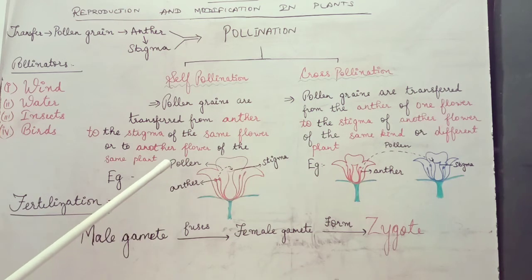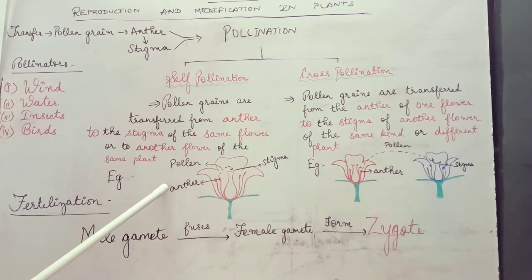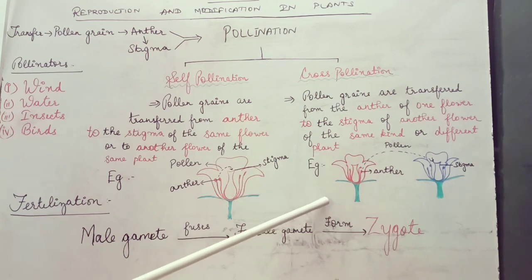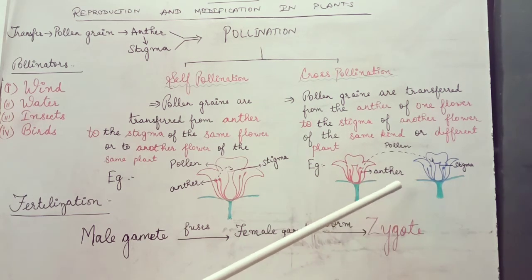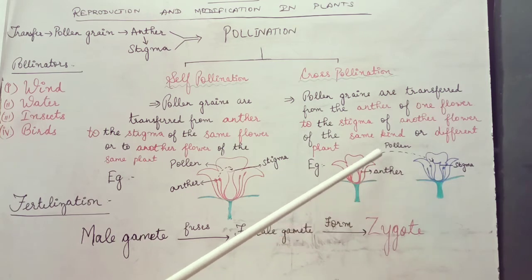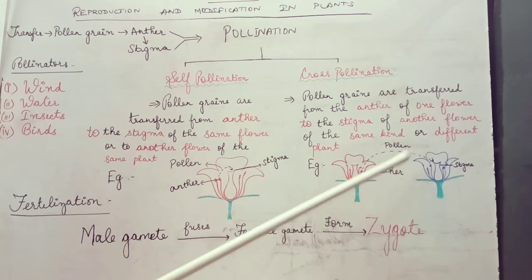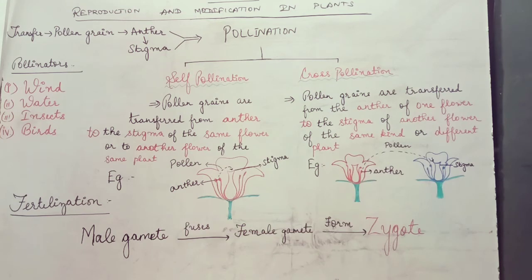In self-pollination, it does not produce changes in the characteristics of a new plant. In cross-pollination, there are variations in the characteristics of a new plant. Here, because they are having two different plants, two different flowers, the changes will be there in the characteristics of a new plant.